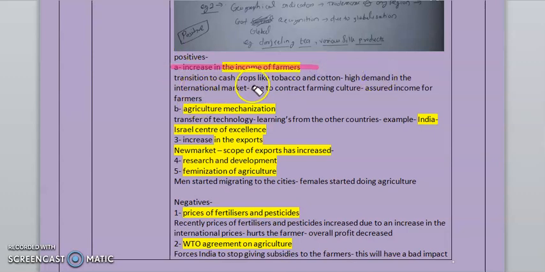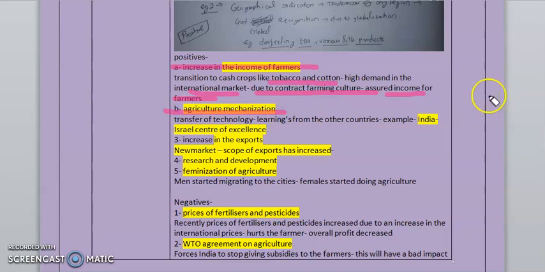Okay, so transition to cash crops like tobacco and cotton, with high demand in the international market due to contract farming culture, shows increased income for farmers. So these are the reasons why farmers' income increased. This happened due to globalization. You can frame your answer like this.